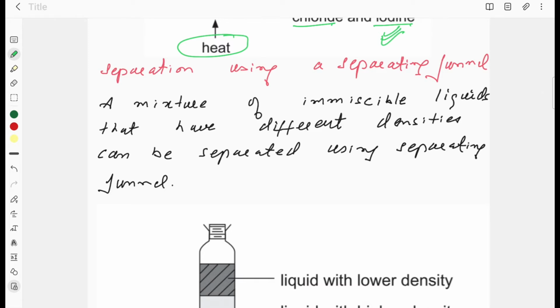Separation using a separating funnel. A mixture of immiscible liquids that have different densities can be separated using a separating funnel. I can give you an example. For example, oil and water are immiscible. By immiscible, I mean they cannot be mixed together. So in that case, you can use a separating funnel and separate them very easily.